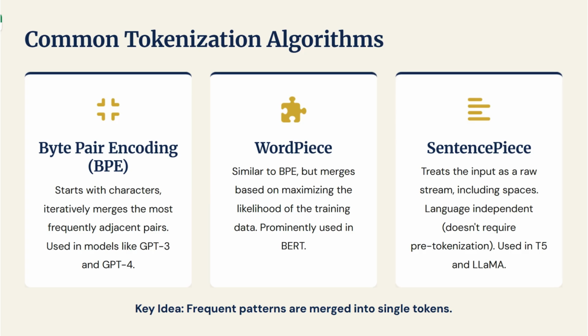The second one is WordPiece. It is similar to BPE, but instead of merging the most frequent pairs, it merges based on what maximizes the likelihood of the training data. It is used in BERT. And the third one is SentencePiece. It treats the entire input as a raw byte stream, including spaces, which makes it language independent, and it does not require any pre-tokenization step. This is used in T5 and Llama. The most common thread across all three is that frequent patterns get compressed into a single token. So the rarer a pattern, the more tokens it requires to represent it.